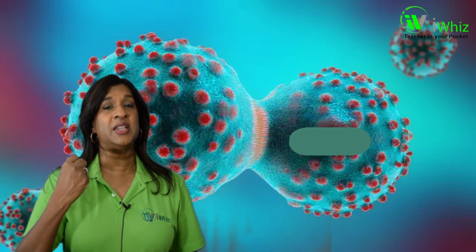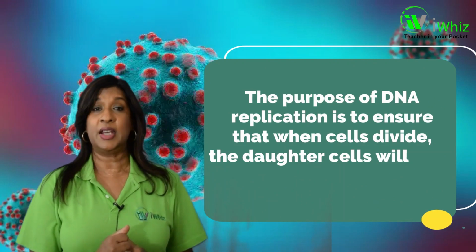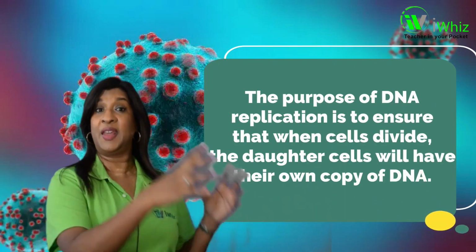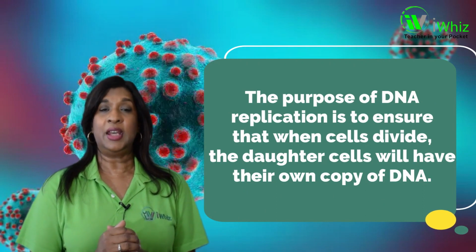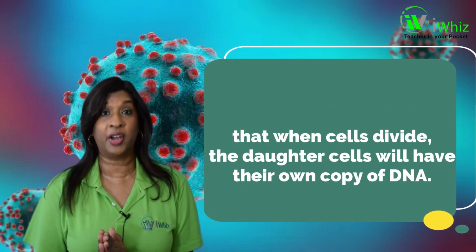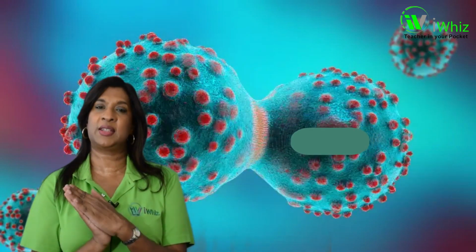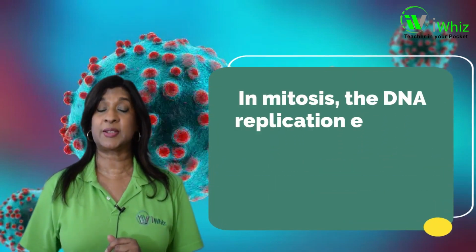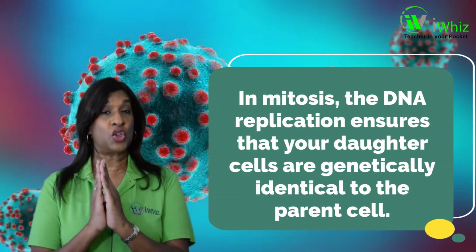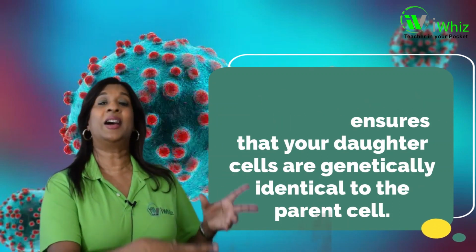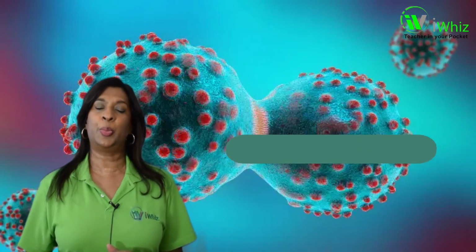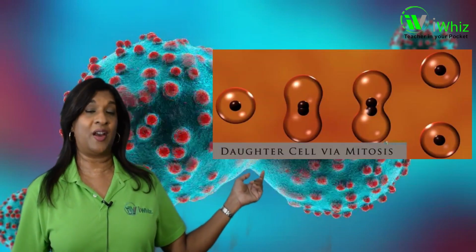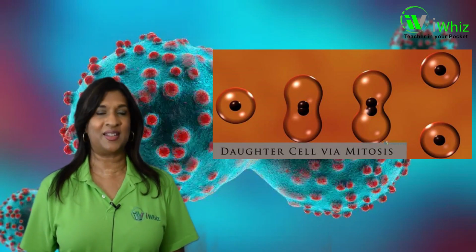So the purpose of the DNA replication is to ensure that when cells divide, the daughter cells will have their own copy of DNA. If DNA replication did not occur, you wouldn't get sufficient DNA to actually form your daughter cells, right? And we find in the process of mitosis, the DNA replication ensures that your daughter cells are genetically identical to the parent cell, right? And here we have some diagrams representing that as well.